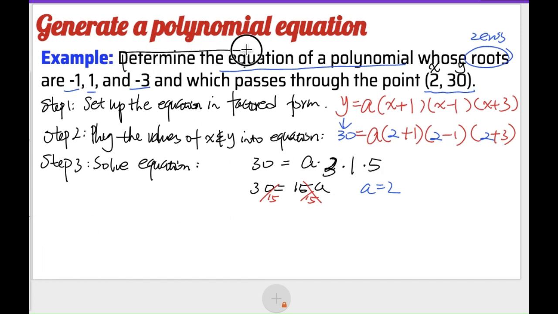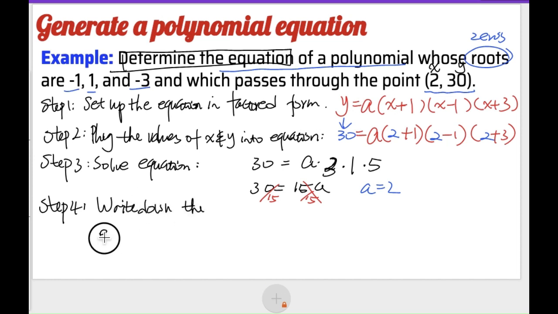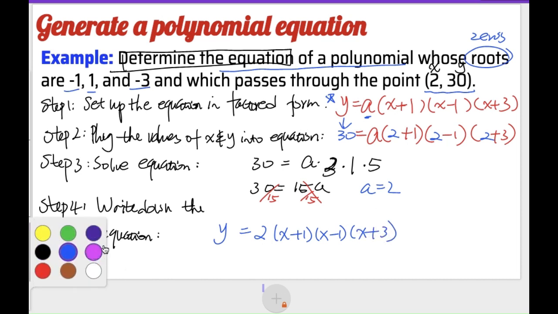We need to determine the equation. So that's why step 4 is the final answer. Write down the equation. That's actually a very important step, we often forget because we find an a, and that's it. But remember, since we need to find the equation, for the final answer we are going to write down the equation. So go back to the original equation here. Since we have everything here, but this time the a is not unknown anymore, it's actually 2, and the equation is plus 1 minus 1 plus 3, and that's our final answer.